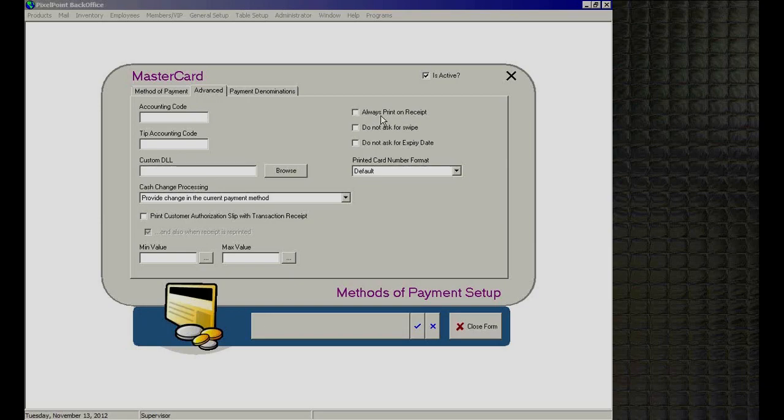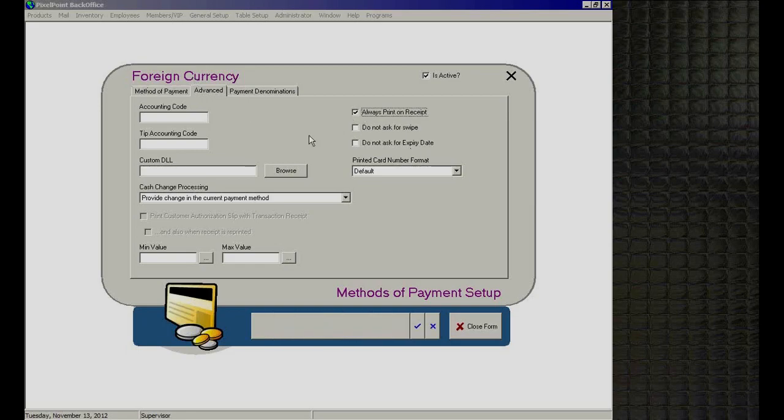Coming over to the right-hand side, we have always print on receipt. Now what this means is that this method of payment will always print on the check when you print it off. Situations you would use this is where you commonly use foreign methods of payment. Let me just close on that and go to foreign currency. This would be a typical example, where let's say I'm an American restaurant, but I accept Canadian currency, or vice versa. Then within this foreign currency, whether Canadian or American, whatever happens to be, I have always print on receipt.